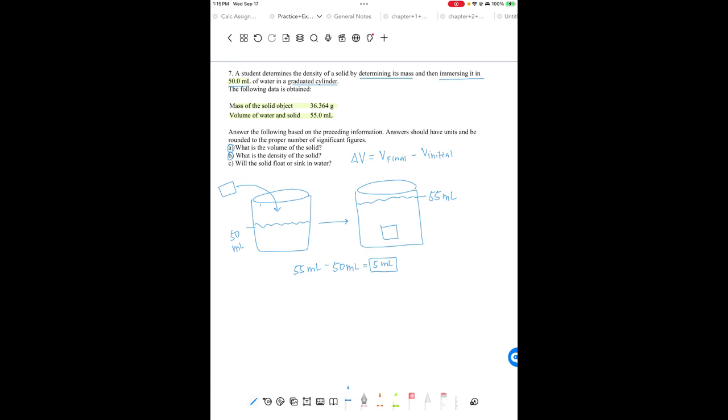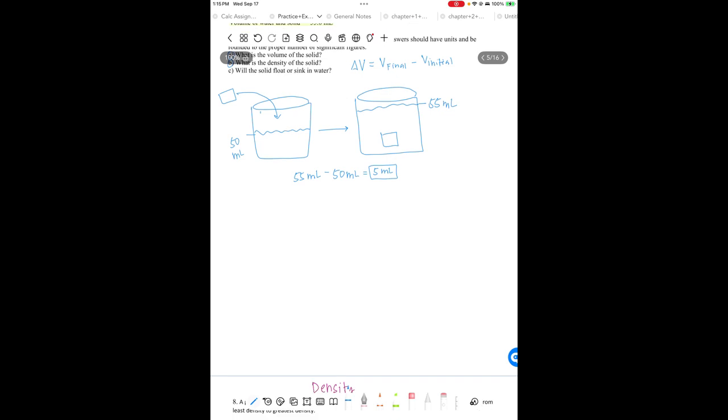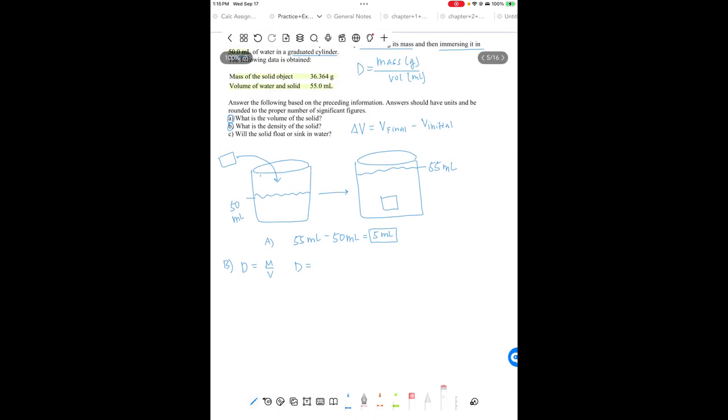So let's write out our density equation. Density equals mass in grams over volume in milliliters or centimeters cubed. Those are equal. All right, so we need to find the density. This is our A, let's do B. So we have density equals mass over volume, and we know the mass, right? Because it gives it to us right here, 36.364 grams. And then we need to know the volume, which we found right here was 5 milliliters.